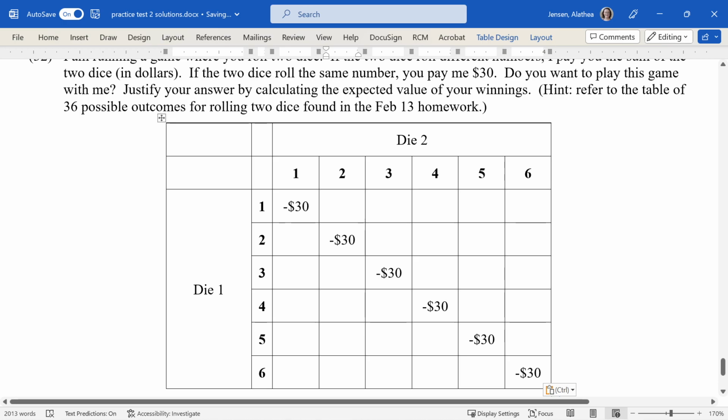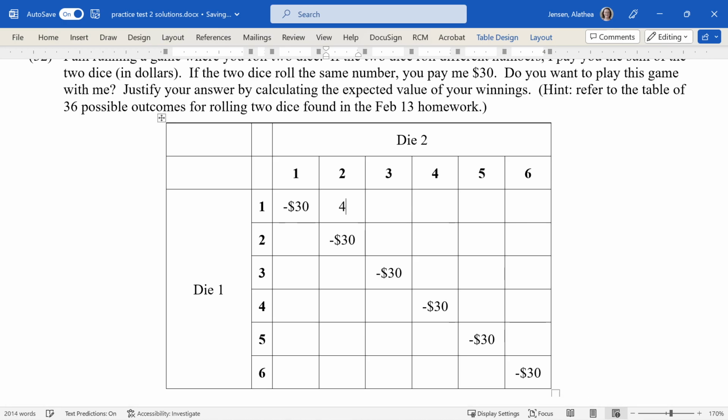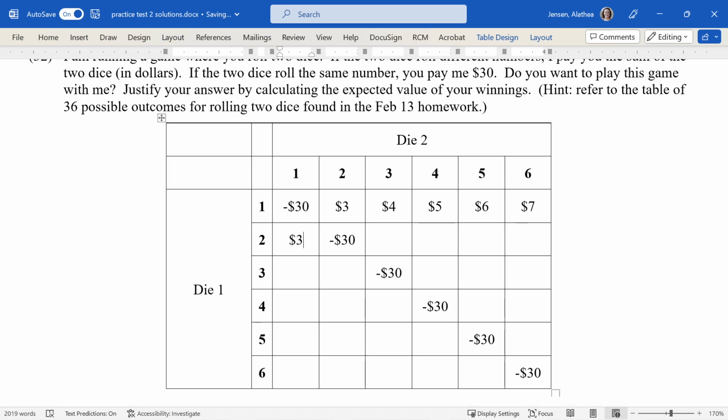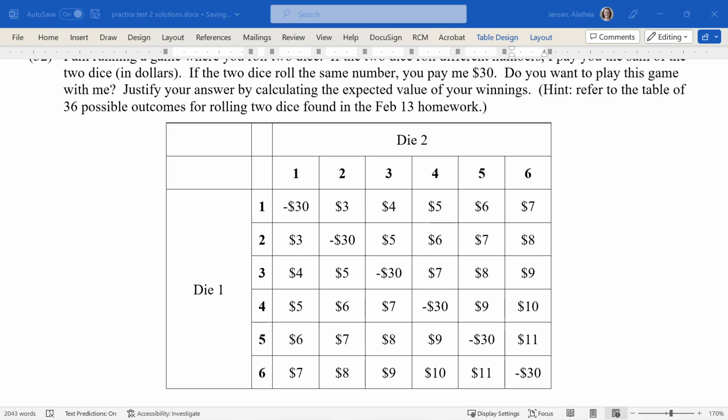So like here, 1 plus 2 is $3. Sorry, I can't type for a second. Here, 1 plus 3 is $4. 1 plus 4 is $5. And so on and so forth. So you just have to tediously go through here and figure out what these all are. And I'll just pause it and do that for a second. Okay, so I've gone through and filled them all in.